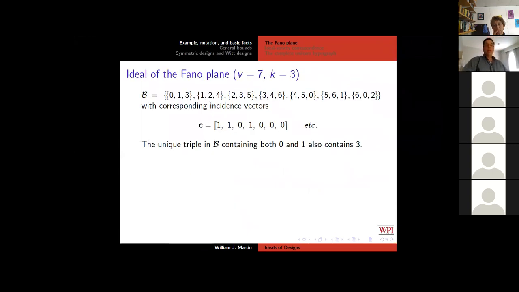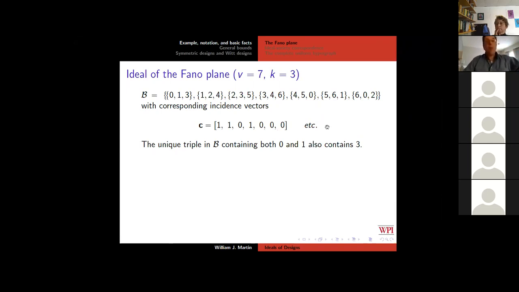So there are the set of blocks, and now I'm going to identify each block with a 0, 1 vector. So this block up here, 0, 1, 3, corresponds to this vector of length 7 with positions 0, 1, and 3 equal to 1, and positions 2, 4, 5, and 6 equal to 0. Is that clear?